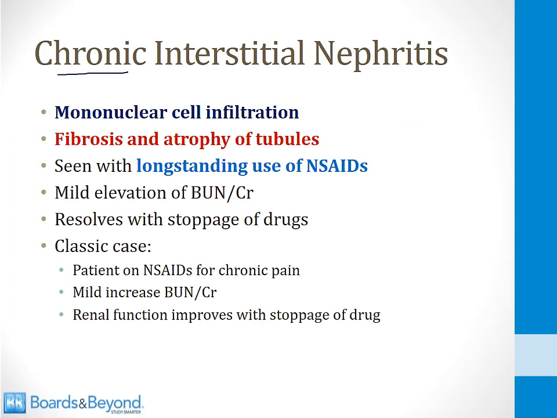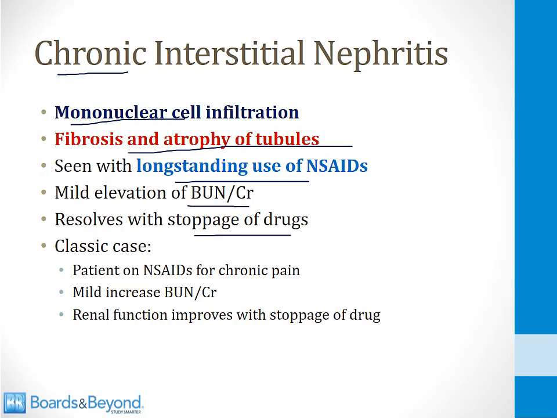This involves mononuclear cells, and it leads to fibrosis and atrophy of the tubules. This is seen only among patients with long-standing use of high levels of nonsteroidal anti-inflammatory drugs. So in a board question, this is always going to be someone who's got some type of joint pain or other condition and takes lots of NSAIDs every day. There will be a mild elevation of the BUN and creatinine. It will resolve with stopping the drug.